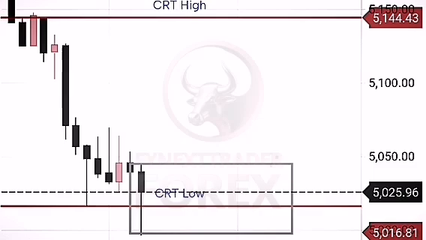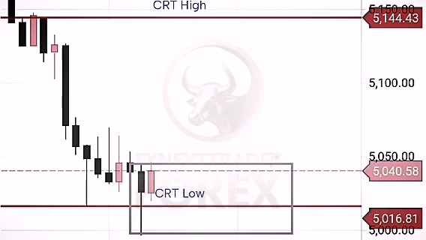So now I have marked the candle that swept liquidity and closed inside our range. What I'm expecting the market to do is come out and close above this candle. If price closes above this candle, what I'll be doing next is buy. I will buy and target our CRT high. So let's play this and see what price will do.